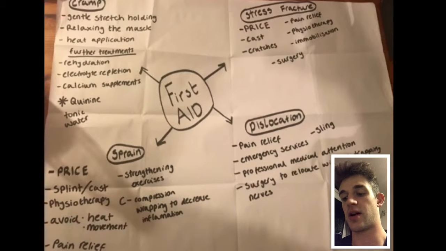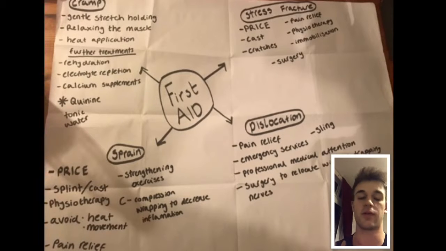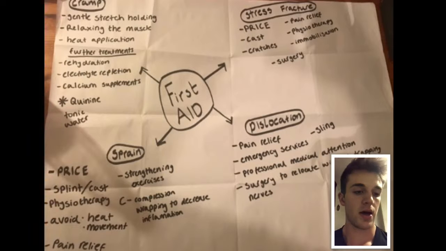Following this, they might have to have surgery to put it in properly, and depending on if it was their shoulder, they might be in a sling. However, you can offer them pain relief if you find them.